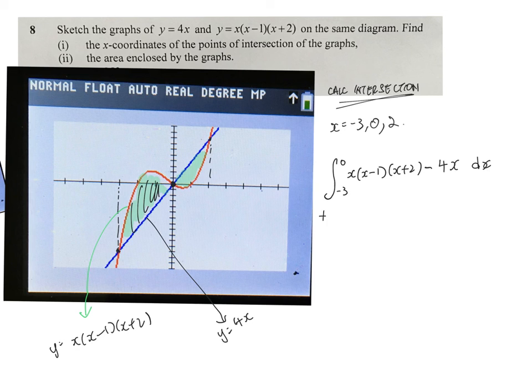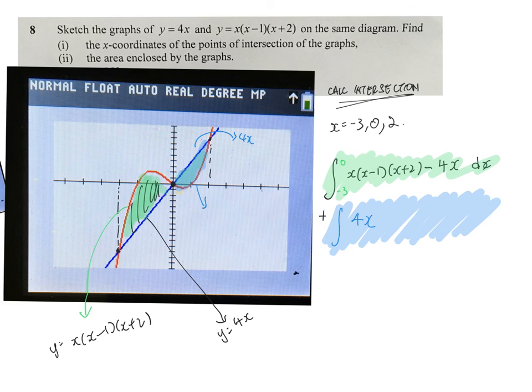The next part is to find the integral on the right hand side. Let's say this is the one in green, and the one I'm going to write next is the one in blue. If you observe the integral in blue, the graph that's above is y equals 4x, and the graph that's below is the cubic graph, (x minus 1)(x plus 2), dx. The interval would be from x equals 0 to x equals positive 2.